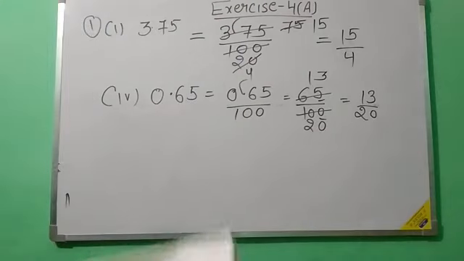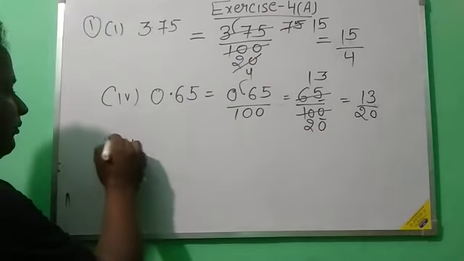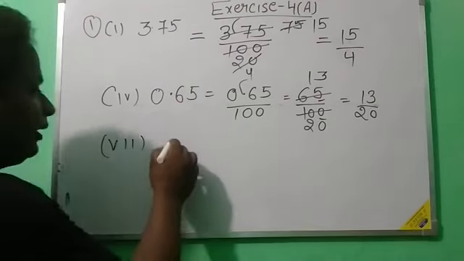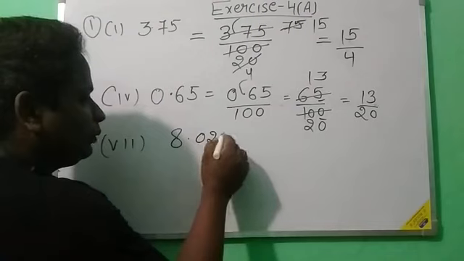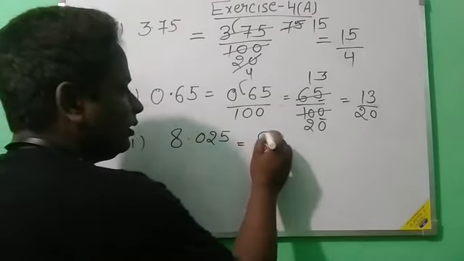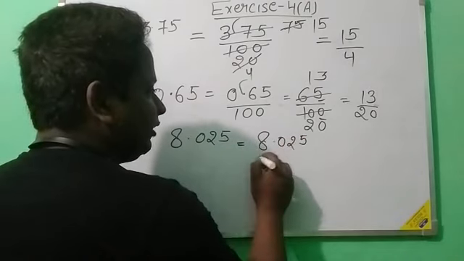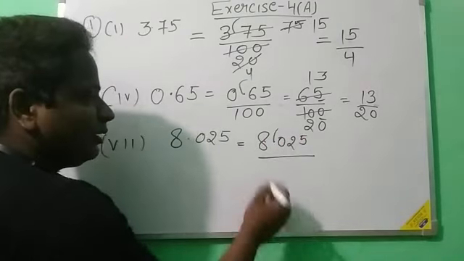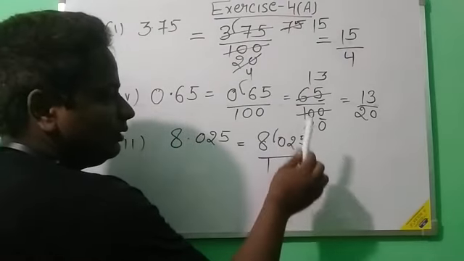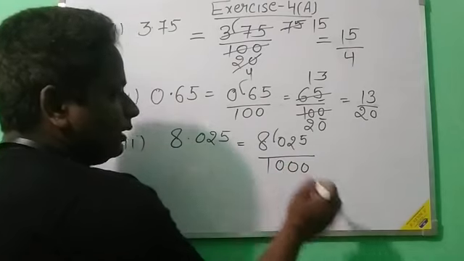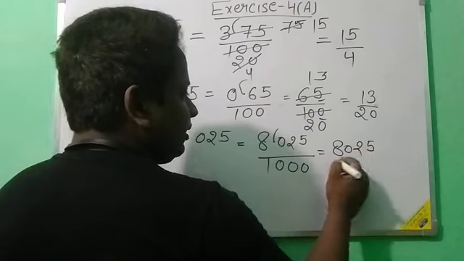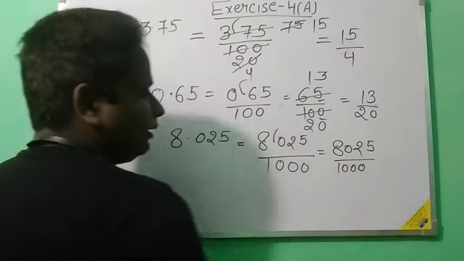Now take one more example, part number 7, the last part of the first question. 8.025. Do the same thing. Remove the decimal, write 1 in the denominator, and count the number of digits on the right side: 1, 2 and 3. So put 3 zeros. Now it becomes 8025 upon 1000.